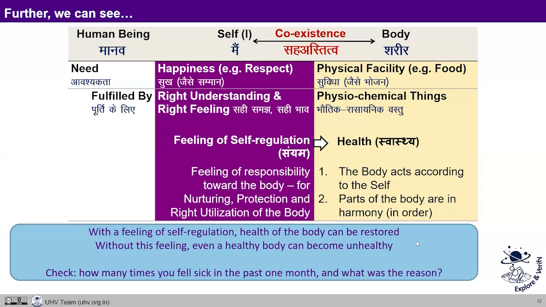Or maybe no, this part has to be asked and something else will go as a poll. So with a feeling of self-regulation, health of the body can be restored. Without this feeling, even a healthy body can become unhealthy. This is something that we can ask the student. And then we can ask them how many times you feel sick in the past 1 month and what was the reason. And we can allow 5 to 10 minutes of time here, so that the child can list out.